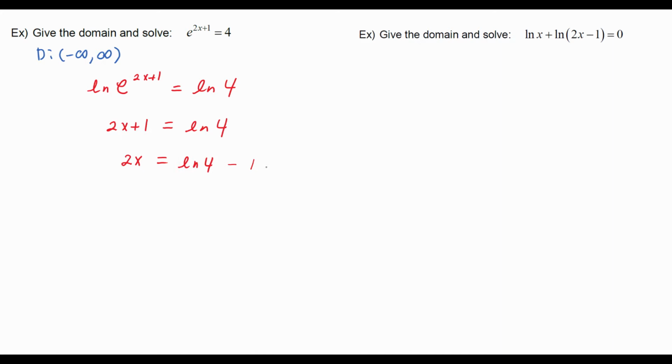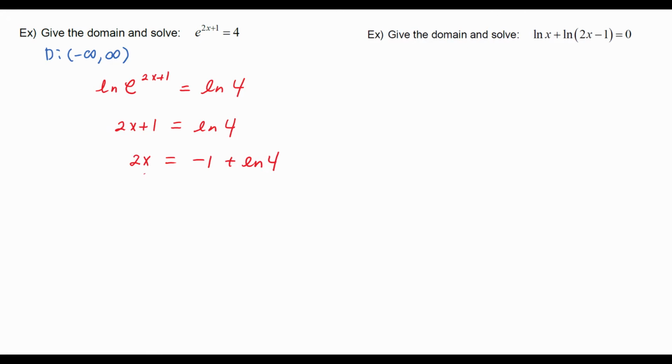So if you have a natural log with a number added or subtracted, write that number in front of ln instead of writing it at the back. So we are going to rewrite this as -1 plus ln 4. That way, nobody's confused. And you are going to divide both sides by 2. So x is equal to -1 plus ln 4, all over 2. And this will be your exact solution.